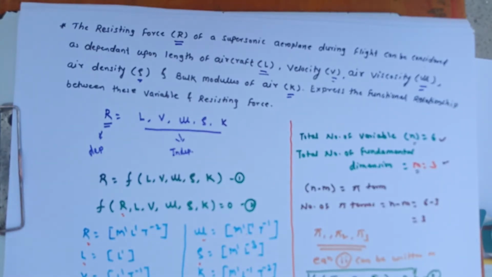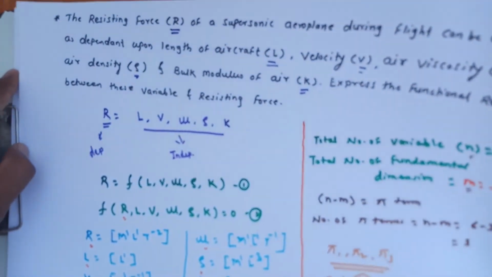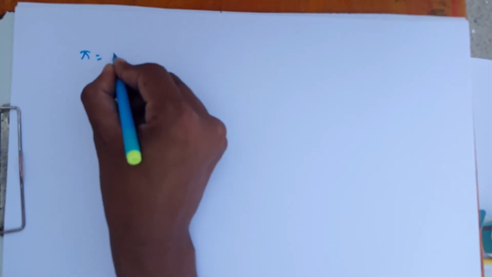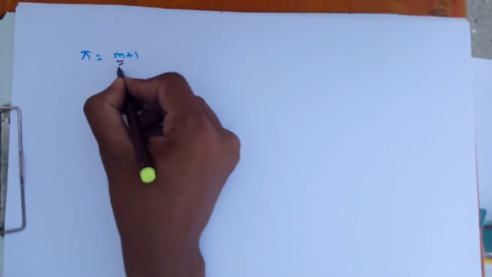So all those pi terms are consisting of m plus 1 variables. So as each pi term is consisting of m plus 1 variables, out of that m are called the repeating variables.